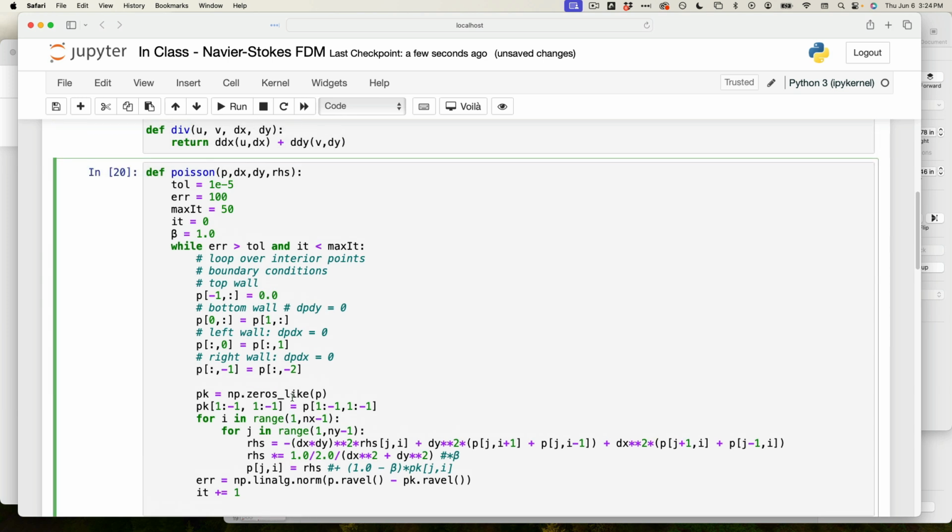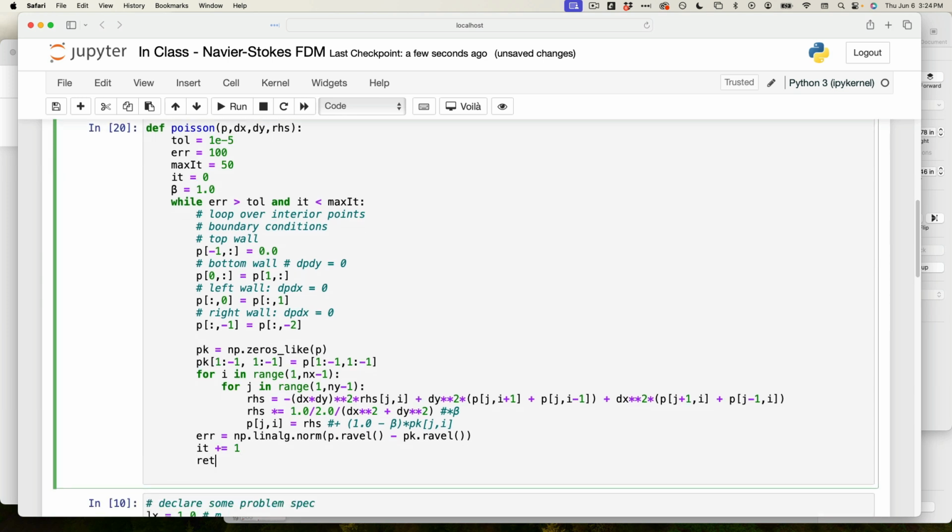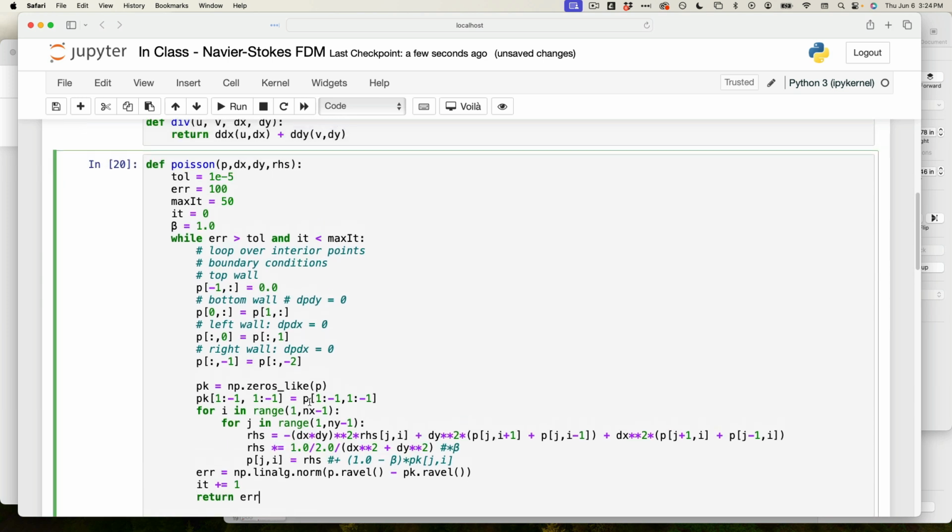We need to return something. I'm just going to return an error. You can return nothing, but I'm going to return my final error after I've done iterating. And that should be outside the loop.